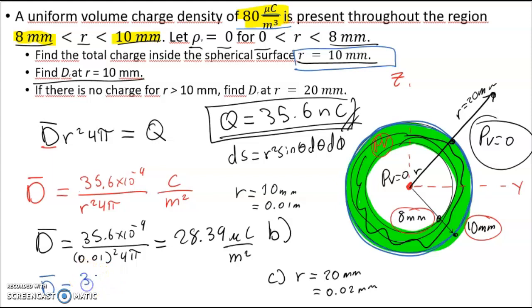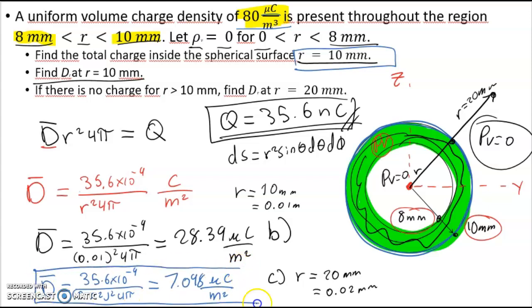So 35.6 times 10 to the minus 9 over 0.02 squared times 4 pi. That would deliver 7.098 microcoulombs per square meter. And that would be the answer for part C.